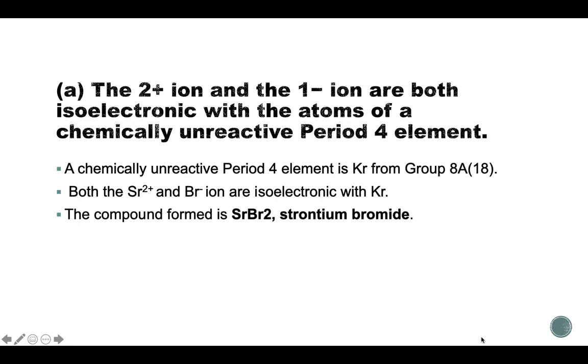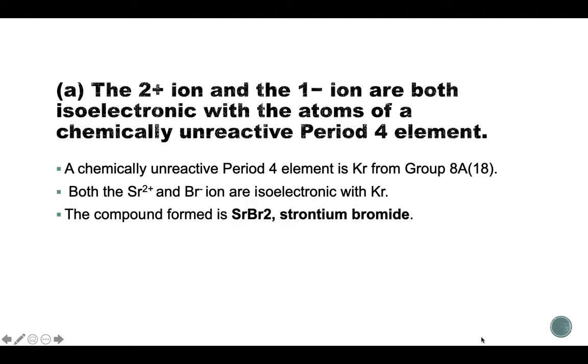For A, the 2 plus ion and the 1 minus ion are both isoelectronic with the atoms of a chemically unreactive period 4 element. A chemically unreactive period 4 element is krypton from group 8A. This is because noble gases are not reactive due to their complete octet, making them very stable.